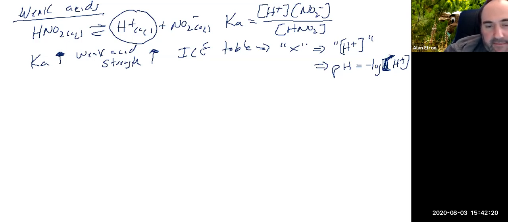You would do all your same stuff. If you had a small Ka value, you can make an assumption, you could solve with the quadratic and so forth.